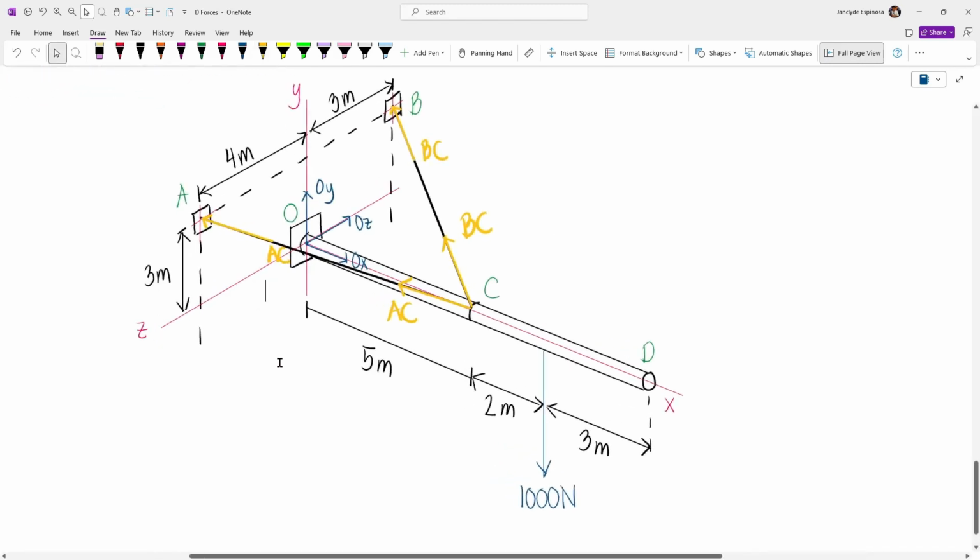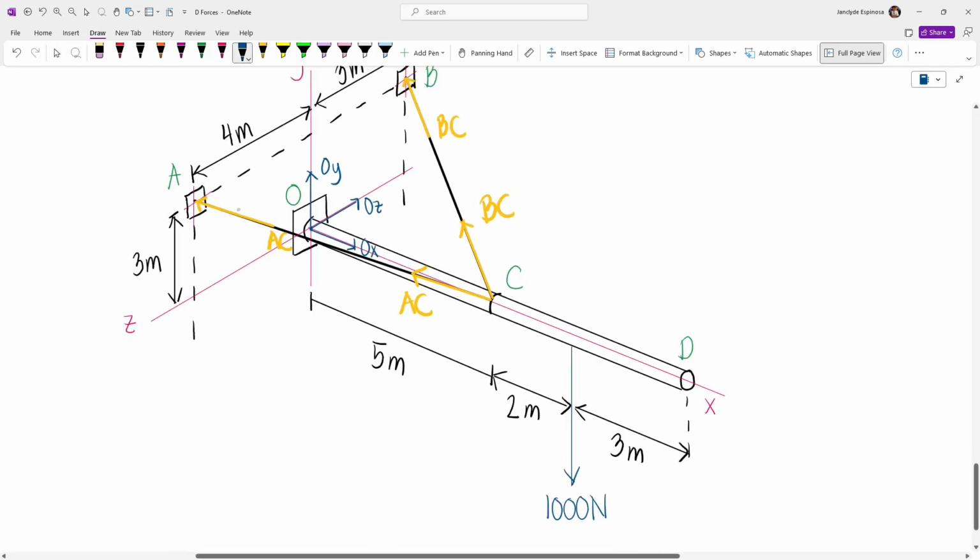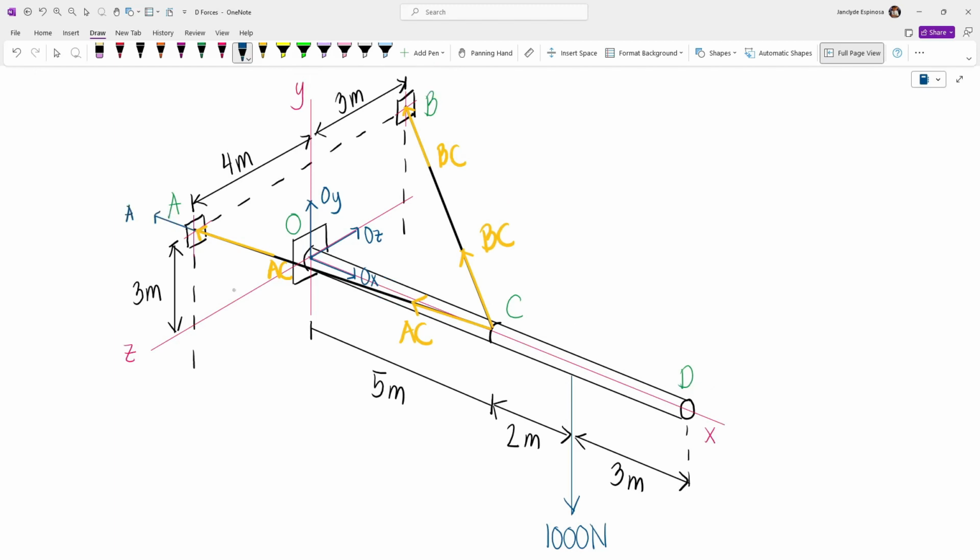And so let's try to look at the components of this force. Now for AC, along the X-axis, it's going to the left. So here we have parallel to the X-axis, this is going to be ACX. Now parallel to the Z-axis, the direction of this force is going to the left. And so we have here ACZ. And then for the Y-axis, it's going upward. So here we have ACY.